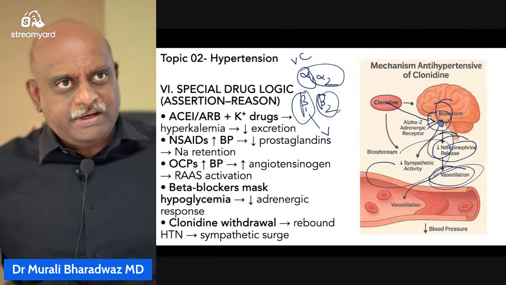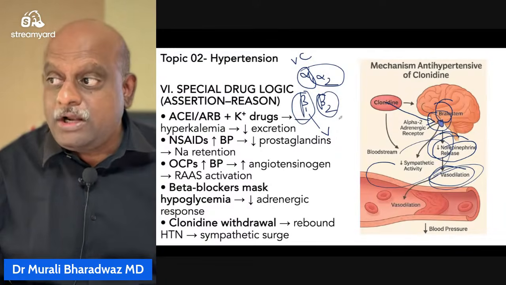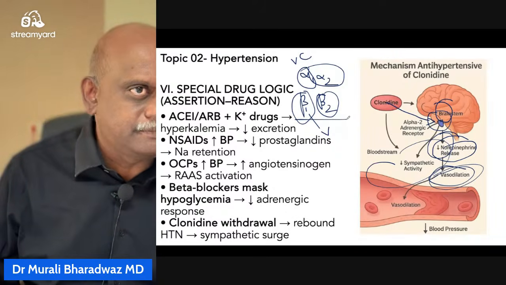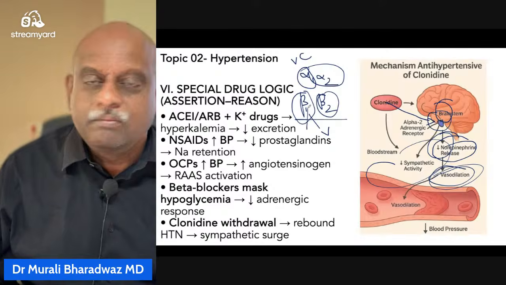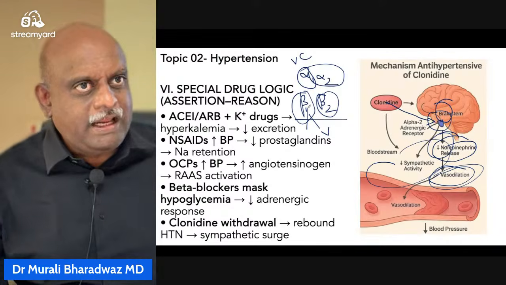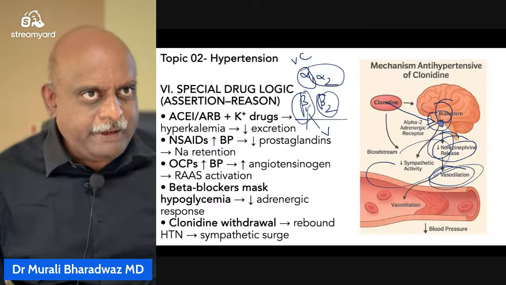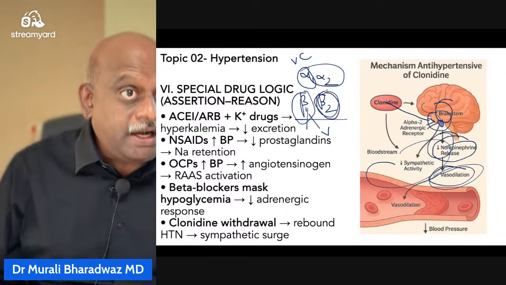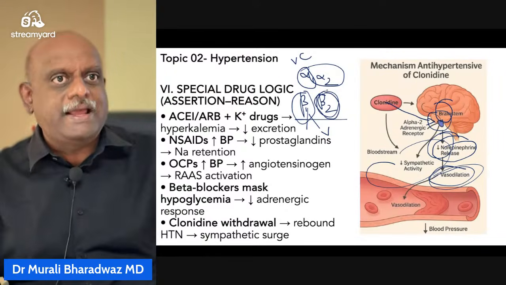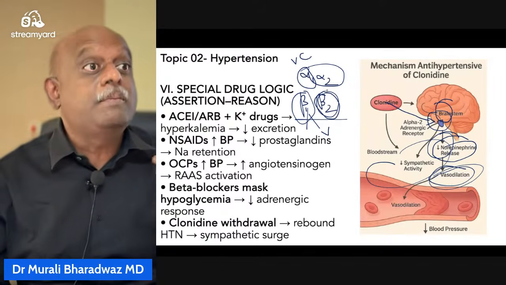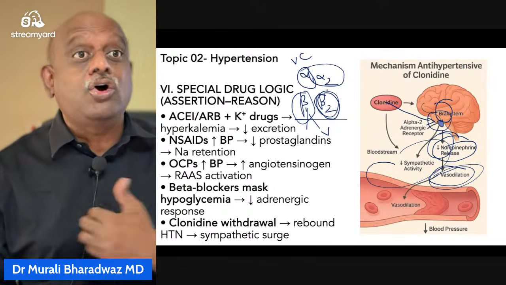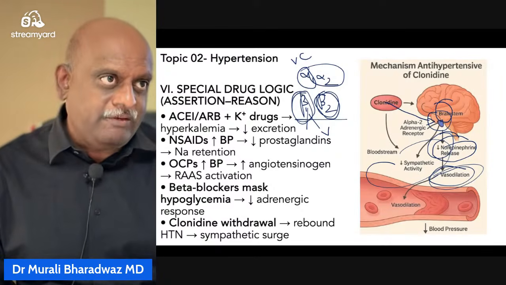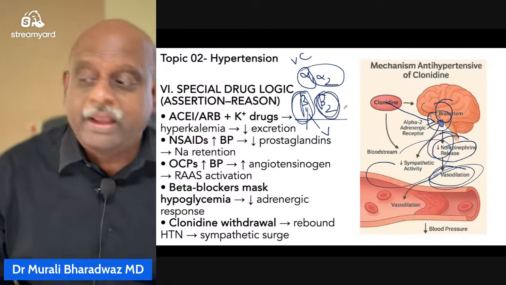Beta 2 is there in the lungs. Stimulation leads to bronchodilation. Suppose you use a non-selective beta blocker like propranolol, right? It will block beta 1, so it will help the BP to normalize, but it will also block beta 2 and lead to bronchoconstriction, worsening the asthma. That's the reason we use metoprolol, atenolol. They're all selective only to block the beta 1 without affecting the beta 2, is what you need to remember.